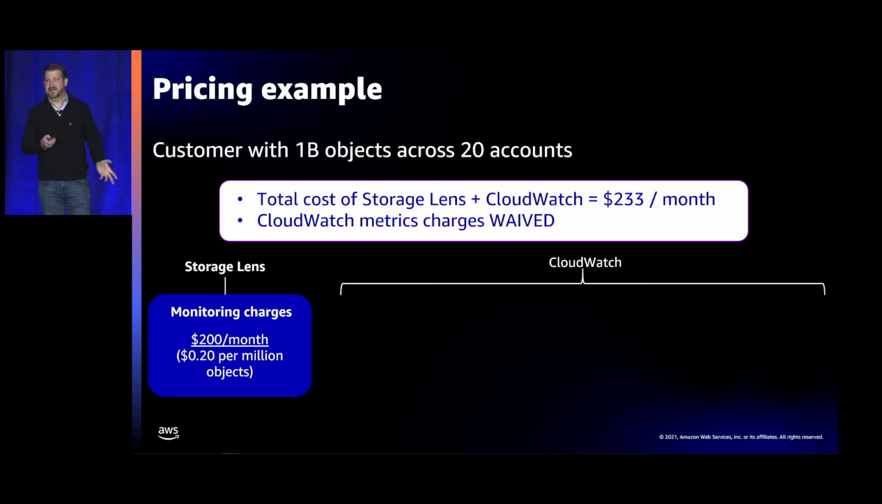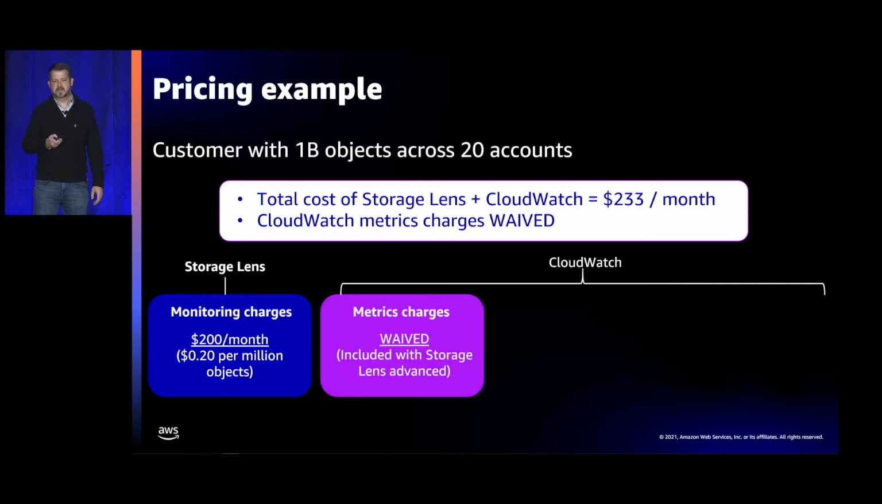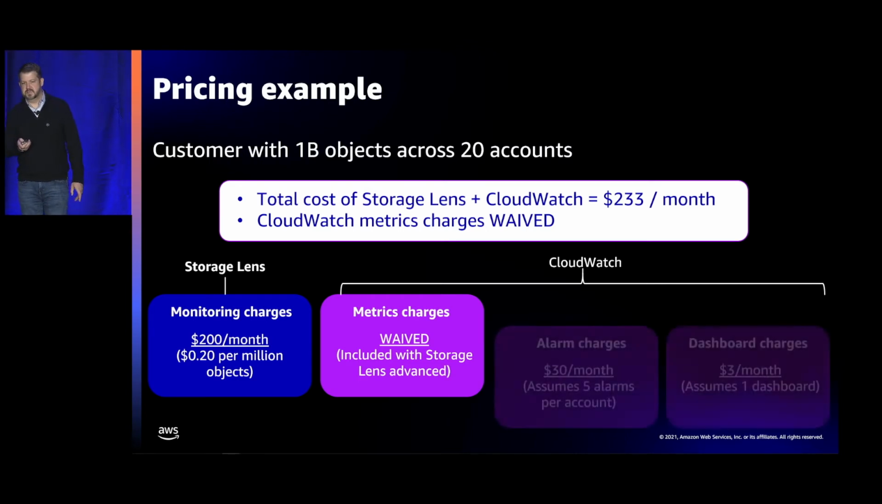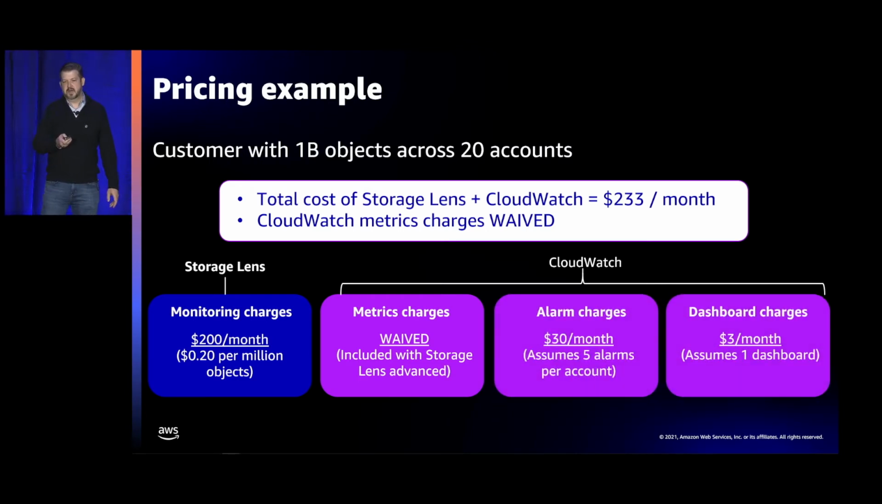Let's say maybe you already have that turned on, so that's not a new bill or anything, or maybe it's a new bill, depends. And then when you turn on CloudWatch, the metrics are waived because we're covering that in StorageLens, and so you're just going to have fees on alarming and dashboarding. Let's assume you have 5 alarms, 1 dashboard. That's going to come to a total of $33 a month in additional charges to extend this into CloudWatch.